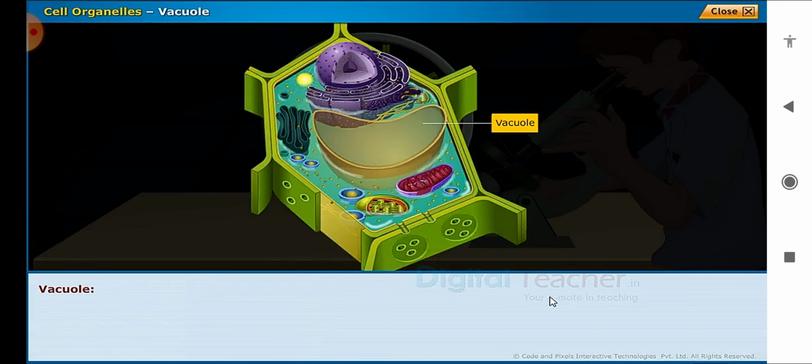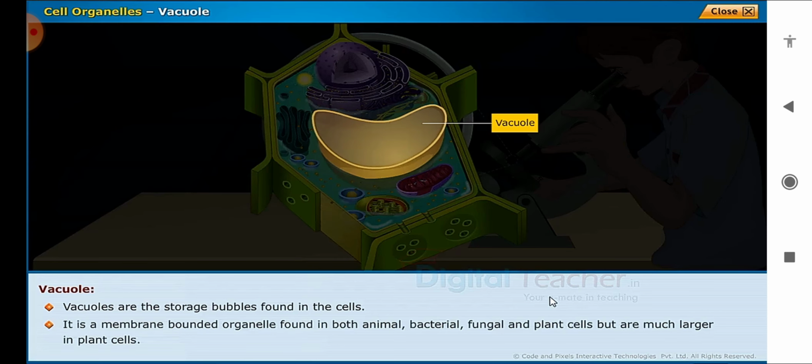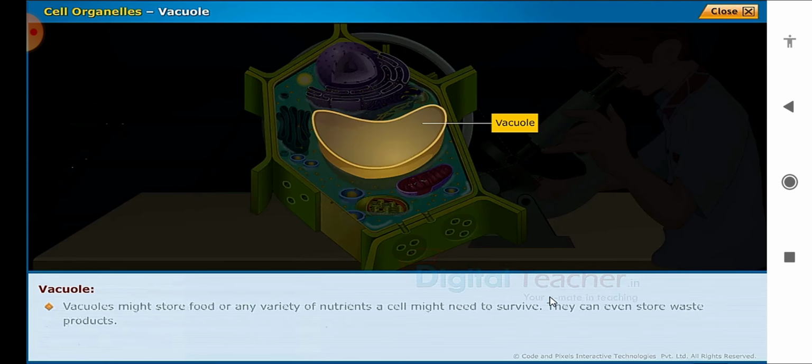Vacuole. Vacuoles are the storage bubbles found in the cells. It is a membrane-bound organelle found in animal, bacterial, fungal, and plant cells, but is much larger in plant cells. Vacuoles might store food or any variety of nutrients a cell might need to survive. They can even store waste products.